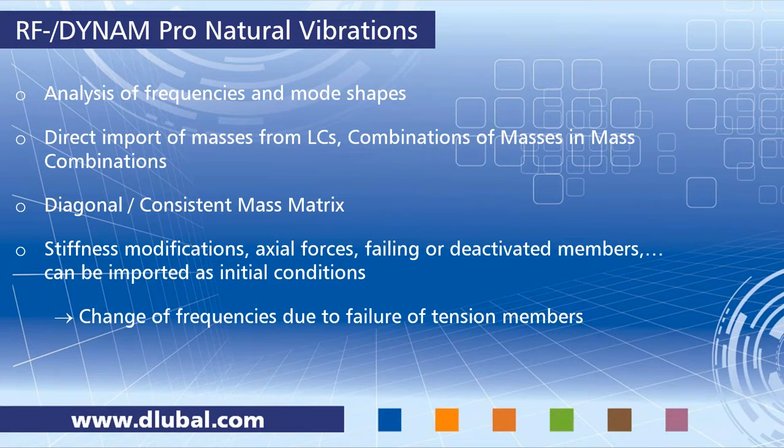The eigenvalue analysis is a linear analysis, and this means all the tension members are replaced by truss members.